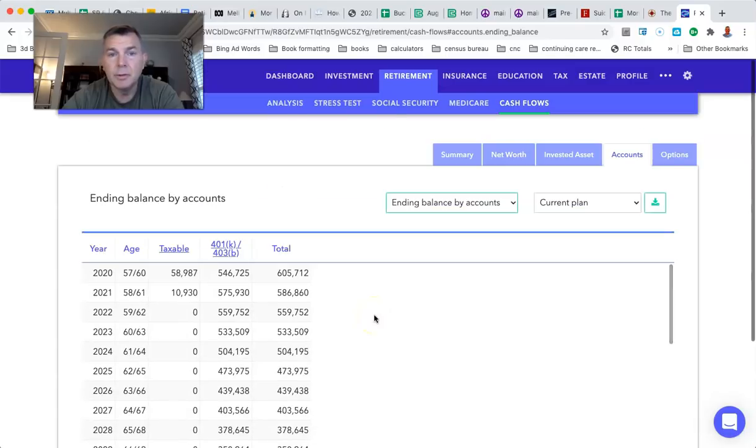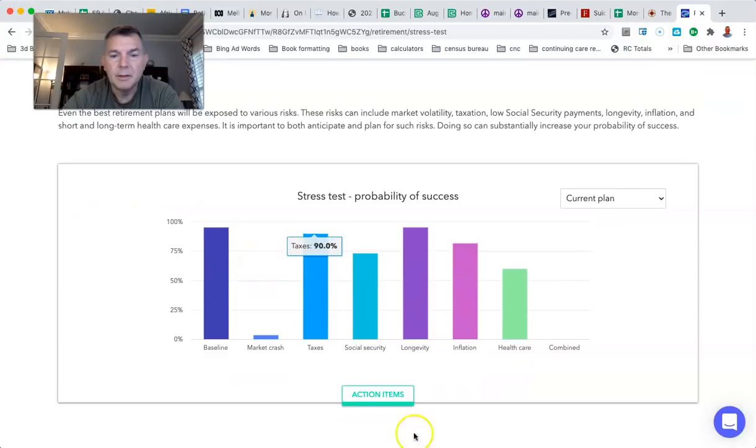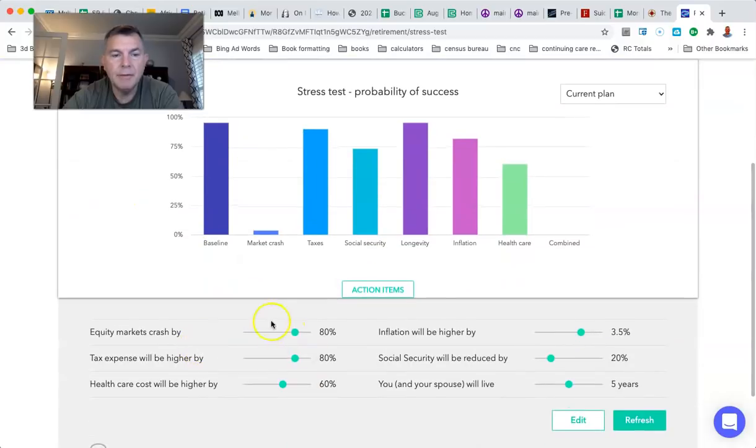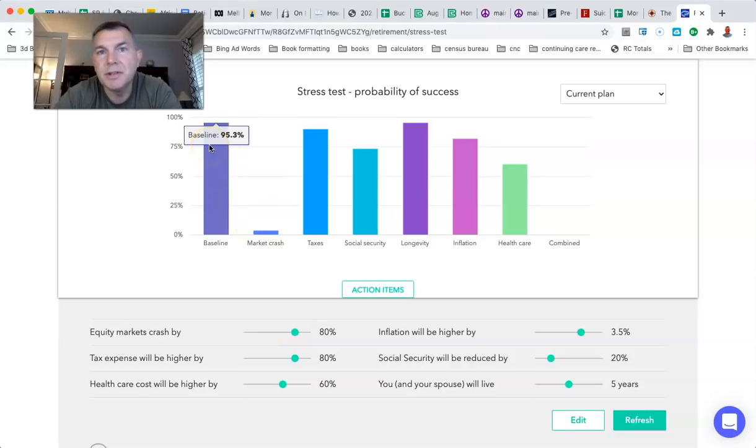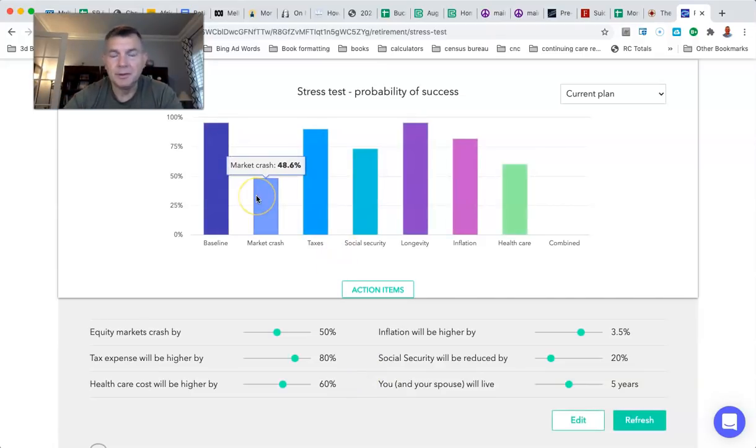That could be scary. So we go up there as a stress test, and look at this. Make sure you click on this action item. If we have an 80% market decline, their baseline, which is 95.3% probability of success, drops to 3.6%. Not likely, but if you go to a 50% one, a little bit more normal, a once-in-a-generation decline, we already hit, yeah, then they're still in a world of hurt.